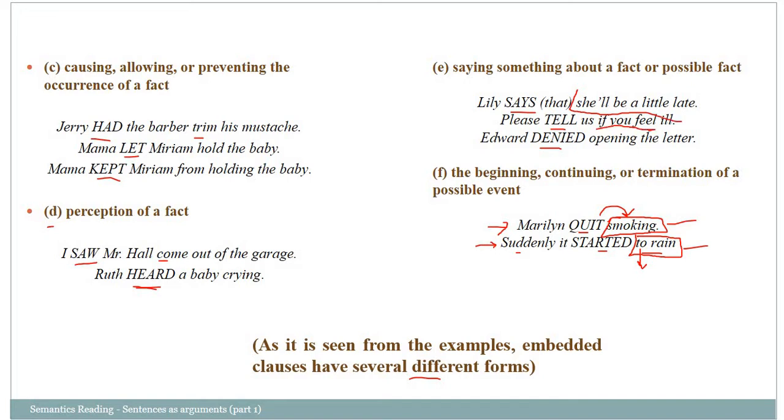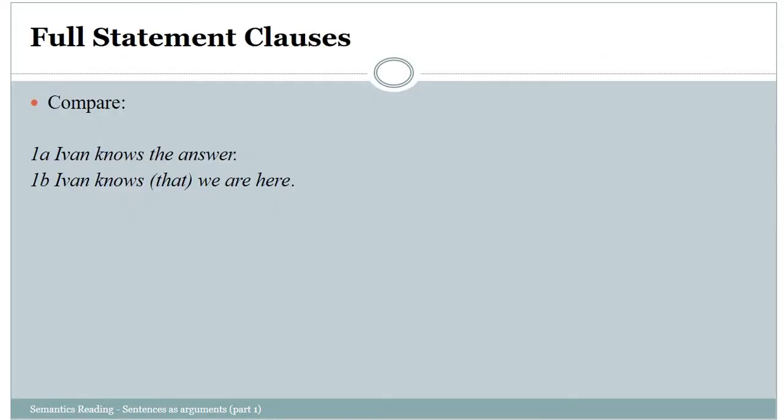So we will see these 4 types of embedded clauses in today's presentation, and we will see the rest of the embedded clause types in next week's presentation. So let's start with full statement clauses and let's compare these two sentences. So here in 1a, Ivan knows the answer and Ivan knows that we are here.